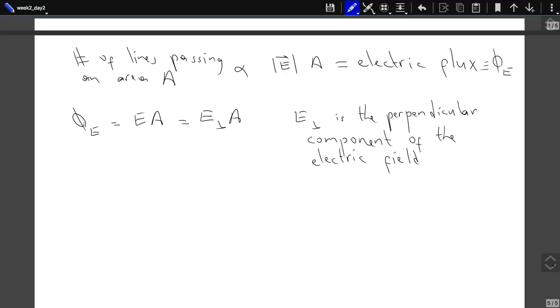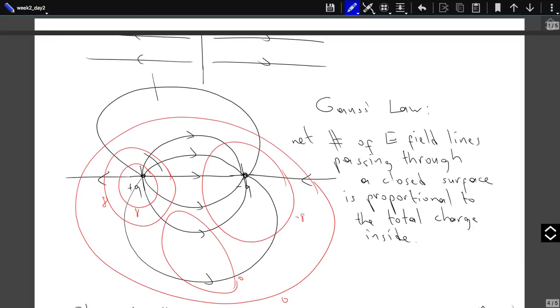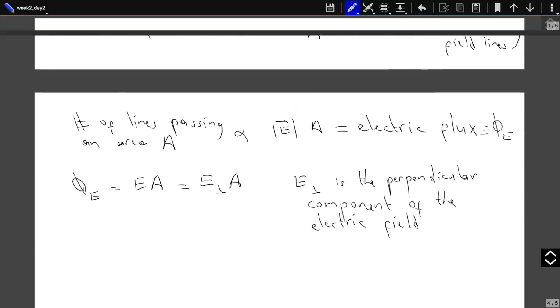Why do we take the perpendicular one? Well, if you consider this case, the flux passing through this area and the flux passing through, let's say, this area, they are the same. There's just one electric field line passing through both of these areas, although this one is an area much smaller than the other one. So the flux shouldn't change as we tilt the area. And that is why we look only at the perpendicular components.